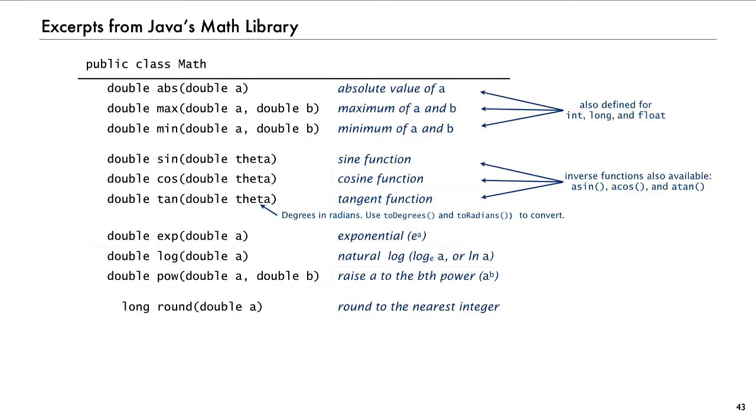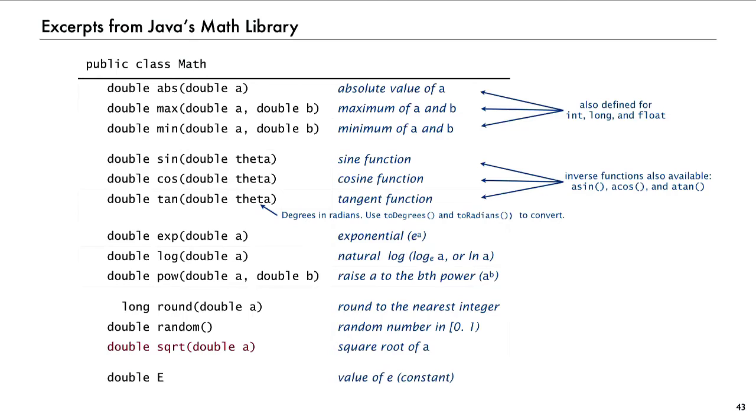There's a to the bth power. There's round to the nearest integer. There's random, which gives a random number that's between 0 and 1, but less than 1. There's square root. We're going to actually talk about how we might implement the square root function later on. And you can get the value of e and pi. So with these kinds of functions, we can write programs that do lots of familiar computations from science and math.